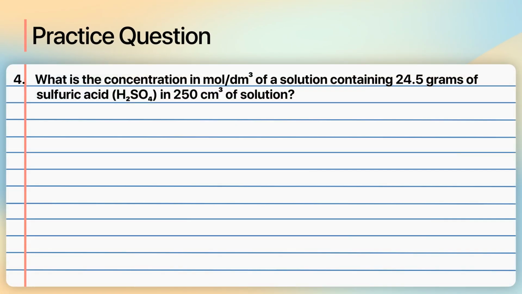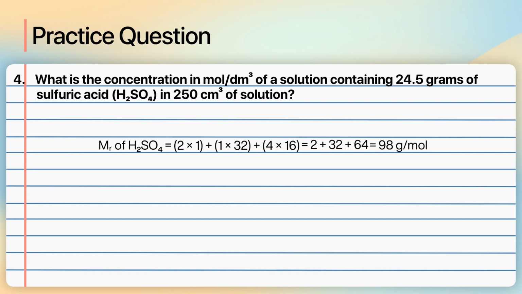Here's another question. What's the concentration in moles per decimeter cubed of a solution containing 24.5 grams of sulfuric acid in 250 centimeters cubed of solution? First, we need to find the molar mass of sulfuric acid. That means we add the right number of relative atomic masses of each element together. This gives us 98 grams per mole.